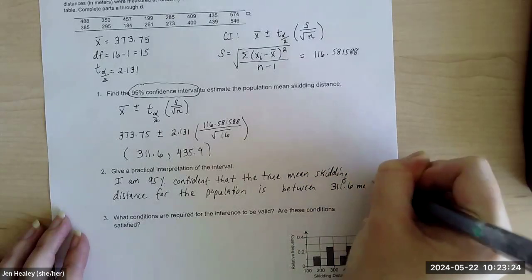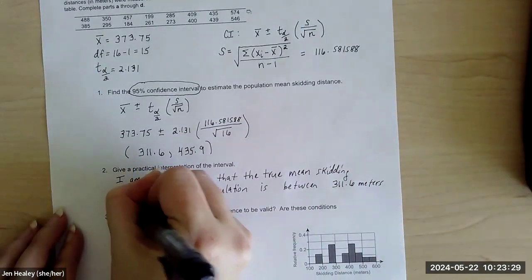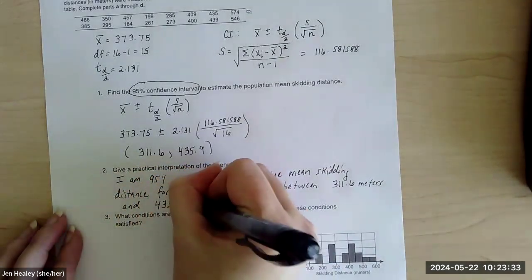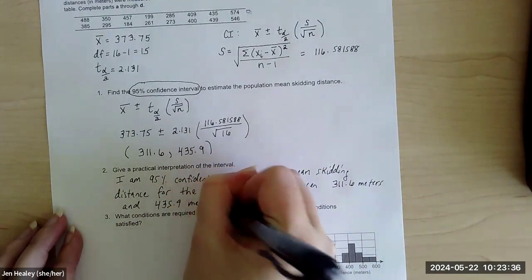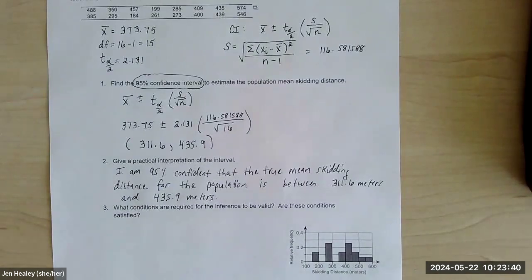311.6 meters, which is the unit that we're using in this problem, and 435.9 meters. So I'm not 100% sure that this is where the skidding distance is going to be, but I'm 95% sure that the true mean skidding distance is between those two numbers. 95% sure is pretty sure, but I still got 5%, not 100%.